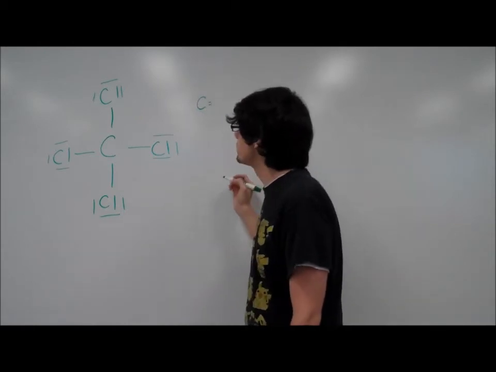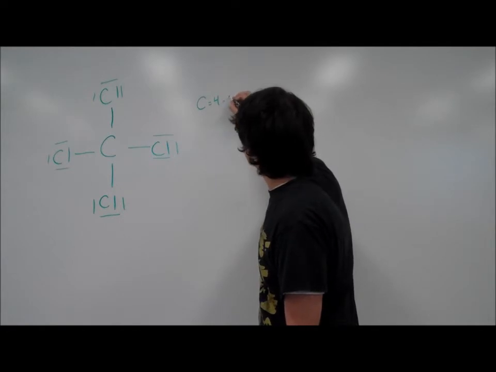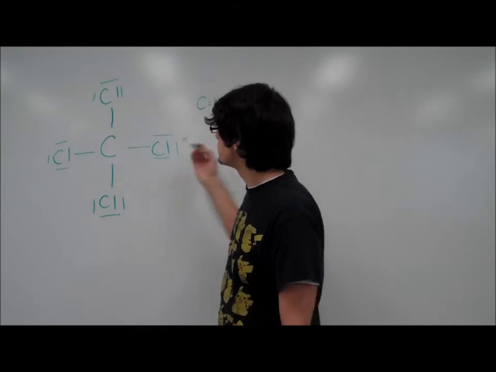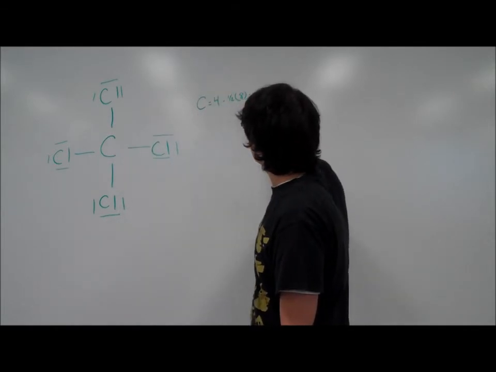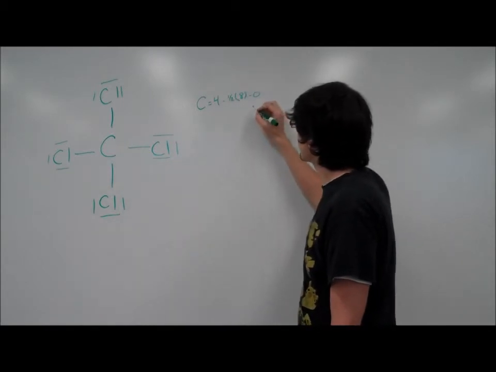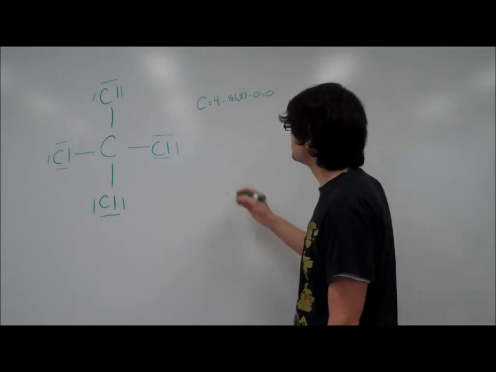Carbon, as we know, has 4 valence electrons. We will then subtract half the number of bonding electrons, which in this case would be 8, subtracted by the number of lone pairs, which is 0. This will give us a charge of 0 for our carbon.